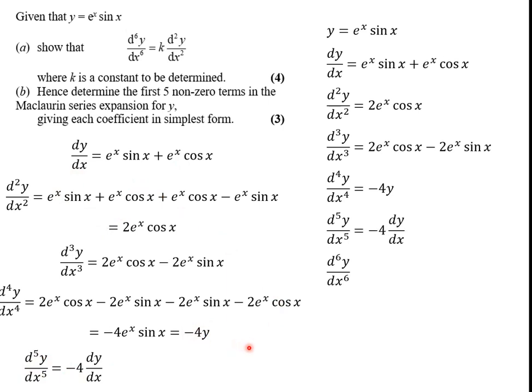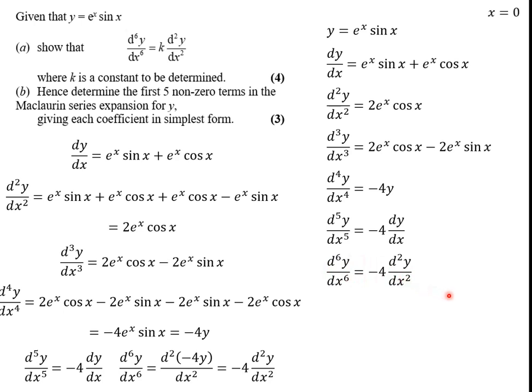The sixth, well, I've really got to differentiate this twice, so it's like the second minus 4 times the second derivative. Or I could say, well, it's this differentiated again, so it's minus 4 times that differentiated, minus 4 d2y over dx squared. So the k is minus 4, and there we go. So we've shown that the sixth derivative is minus 4 times the second derivative.